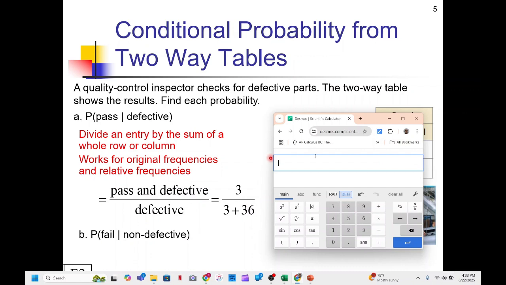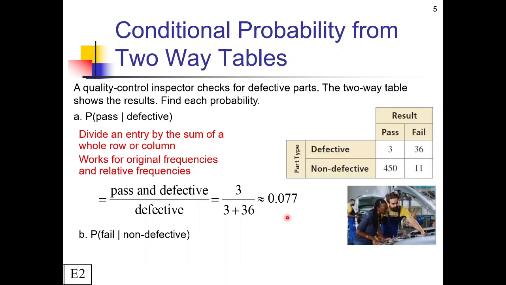And now we just have to plug that into the calculator. So here's my calculator. Let me make a little fraction here. We've got 3 divided by 3 plus 36. And that comes out to about 0.077. All right. So it's about a 7.7% chance that a defective part will actually pass.